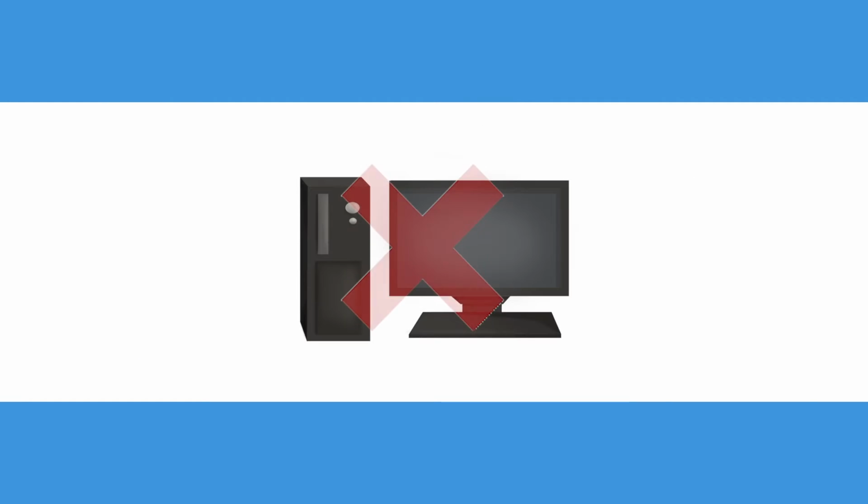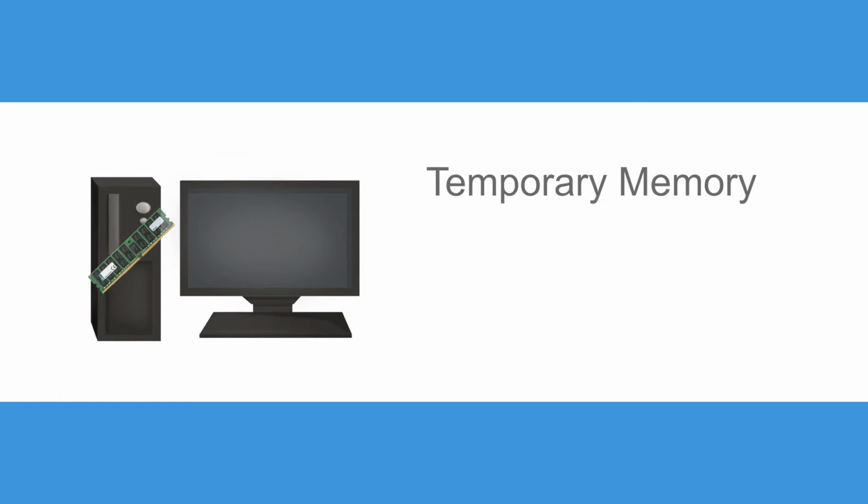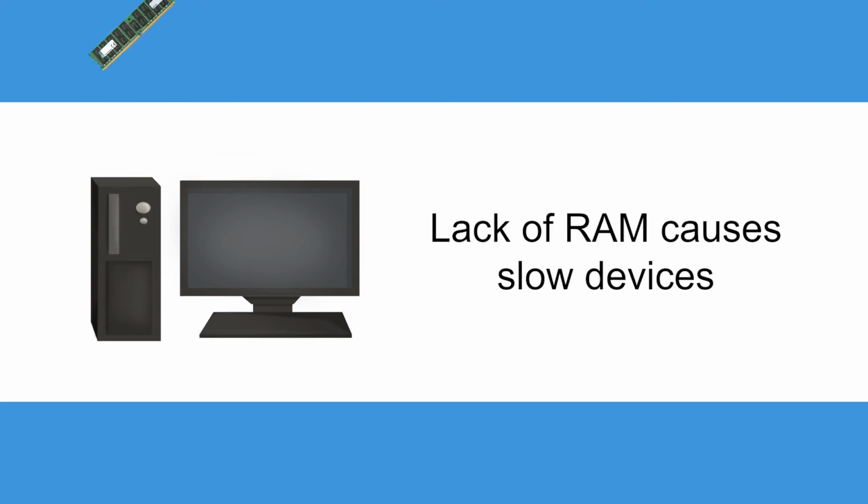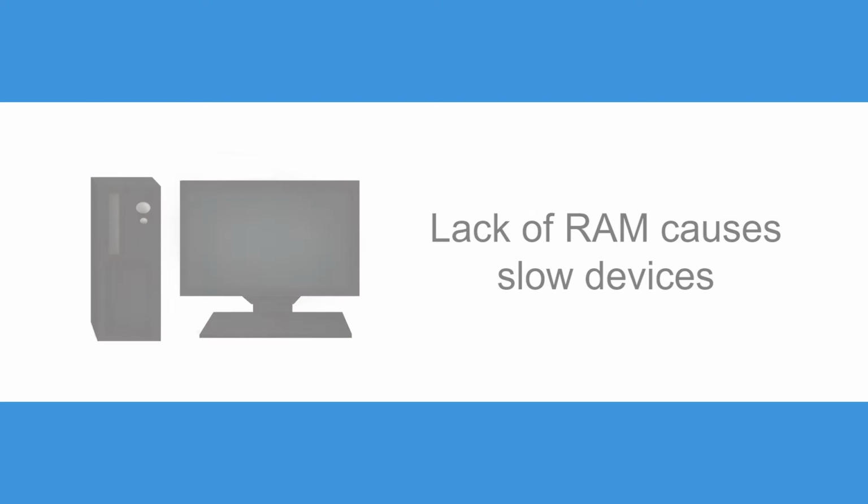But what is RAM? Although it sounds similar, RAM has nothing to do with how much space is on your computer. The memory in RAM is temporary. It stores things that your device needs for now and the near future. Essentially, without RAM, all of our devices would be much, much slower.